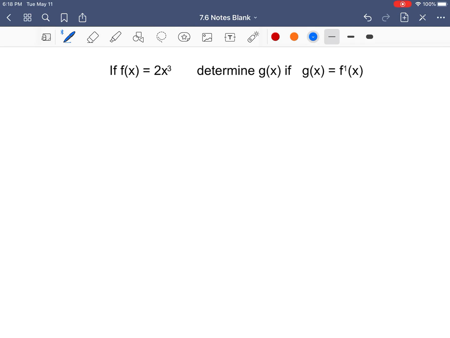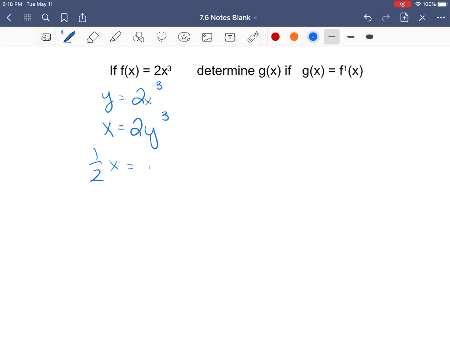Okay, so if f of x is equal to 2x cubed, determine g of x if g of x is equal to the inverse. So remember, if we're starting like this, if I replace f of x with just a y, when I'm doing the inverse, it's switching my x's and my y's. And to find our equation, we are just going to solve for y.